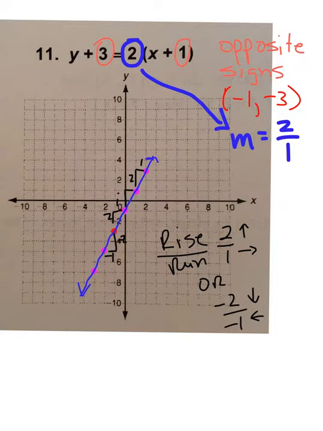Number 11, I did the same thing. Used the point, found my slope. Notice the x is -1. And the y would be -3, and that's the coordinate point that I used, a slope of 2 over 1 as well, and graphed it accordingly.